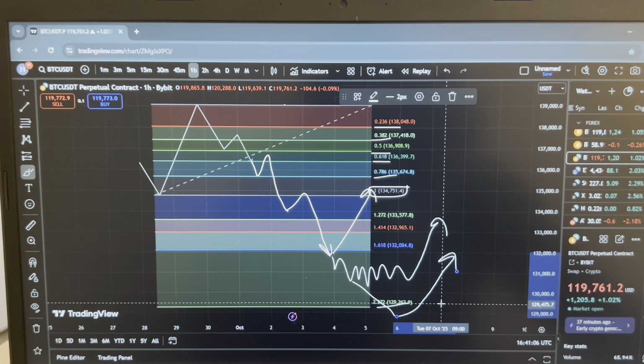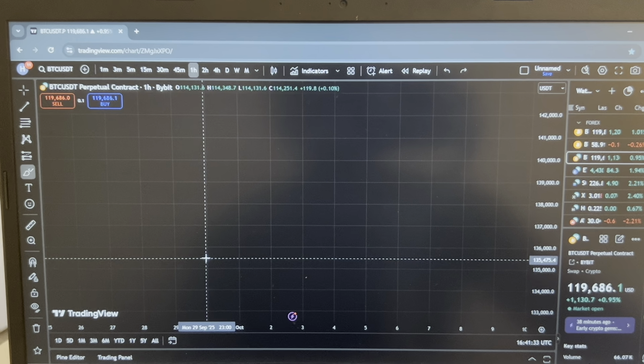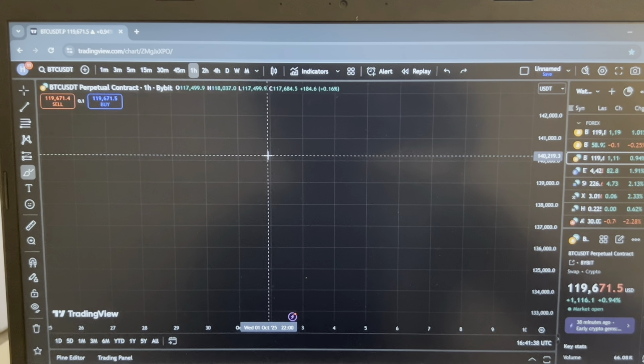So this is the basic idea if you're finding a downtrend. So just note it down, get it in your head. And okay, let's go to the live charts for me to show you guys a downtrend scenario and an uptrend scenario.